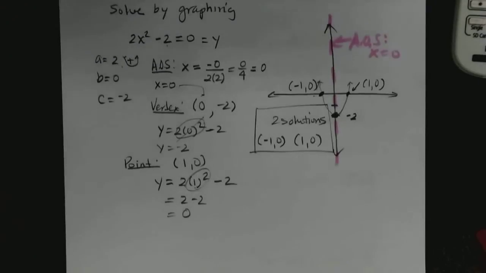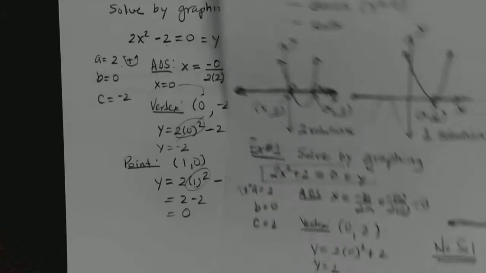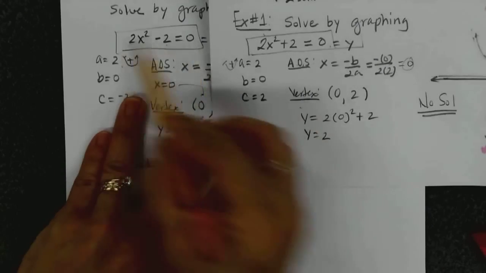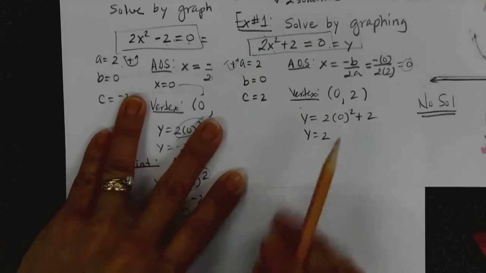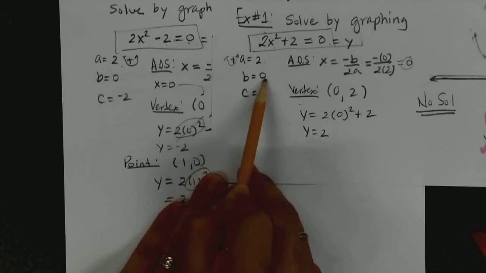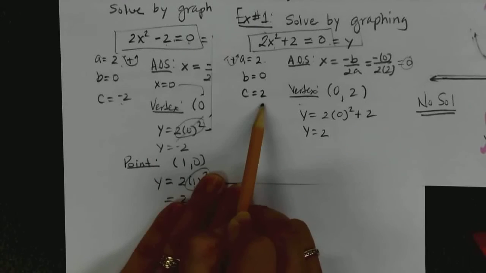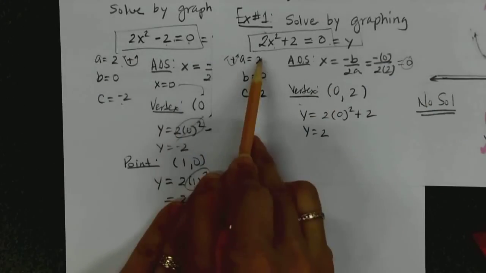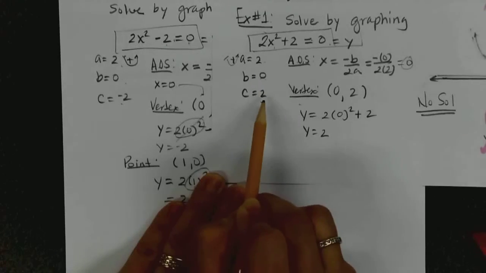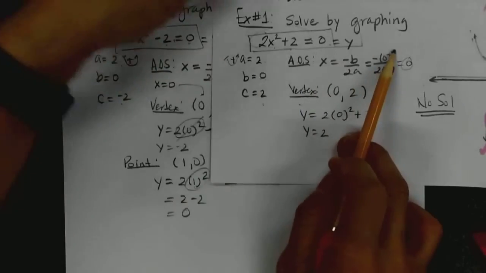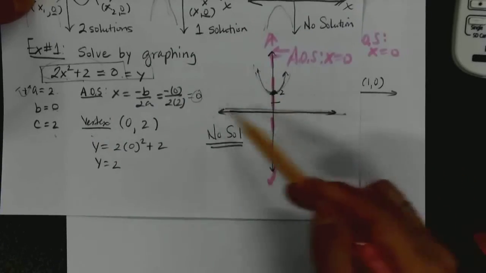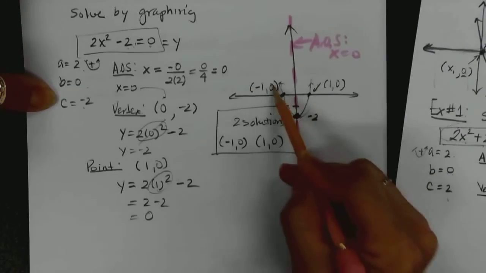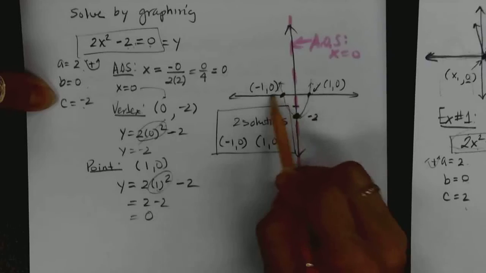Now, what was the difference between this one and this one? It was minus 2 and that was plus 2. A is 2, B is 0, C is negative 2 here, C is 2 here. So here's your little trick. When A is positive and B is 0, when C is positive, that looks like this. The parabola is above the x-axis, so no solution. But if C is negative, the parabola is going to be below the axis, so there should be 2 solutions.